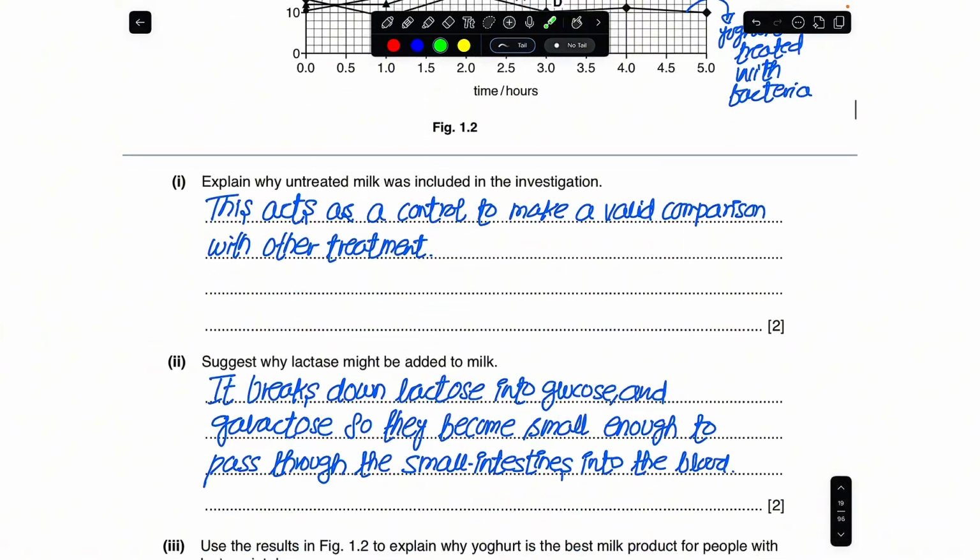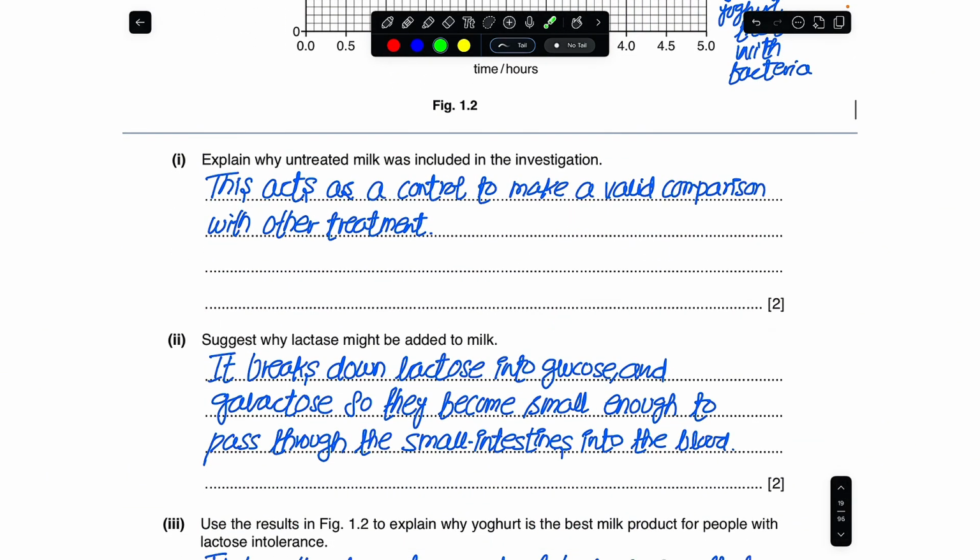Now, for the first part, for a total of 2 marks, they ask why untreated milk was included in the investigation. Since we know that in B, C, and D there is treatment for the lactose, but for A the milk remained untreated, such an experimental setting acts as a control always. And we include a control in our investigation so that we can make a valid comparison with the other treatments.